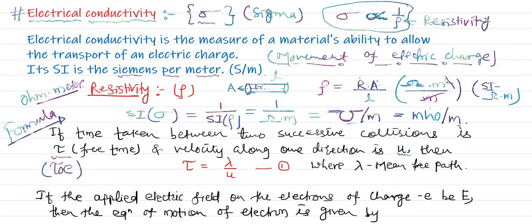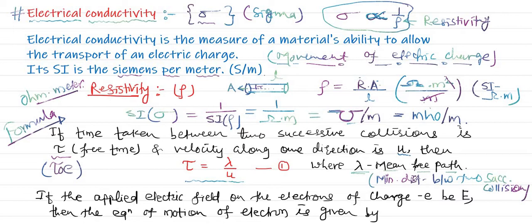Then we can write the time as tau is equal to lambda by u. Tau is equal to lambda by u, and what is lambda? Lambda is the mean free path. Again, in the last video also we have seen this, mean free path means what? The minimum distance between two successive collisions. So that is the mean free path lambda. Therefore we got tau is equal to lambda by u.